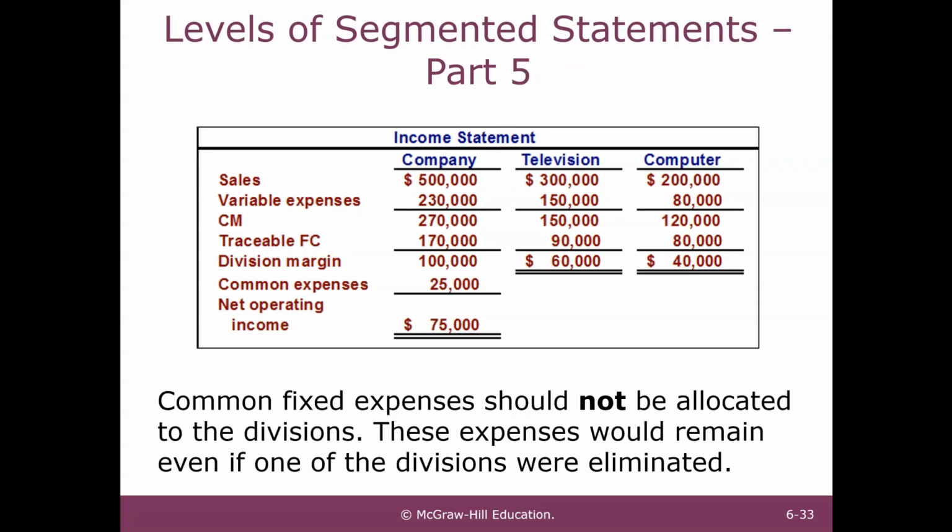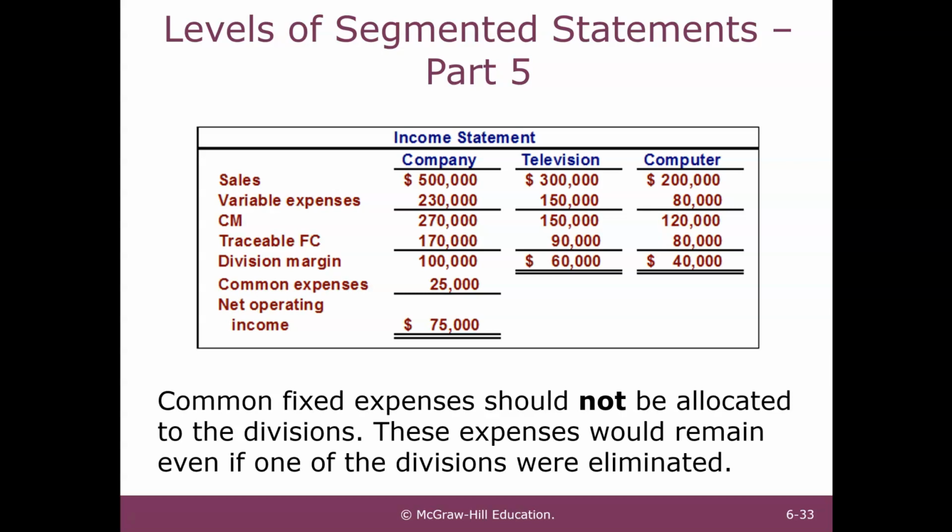Okay, now let's talk about those common expenses. This company has $25,000 of common expenses. That $25,000 is not going to be allocated to the TV division, and it is not going to be allocated to the computer division. It's going to be separate because they're common between both. Subtract that and you get the net operating income of $75,000.